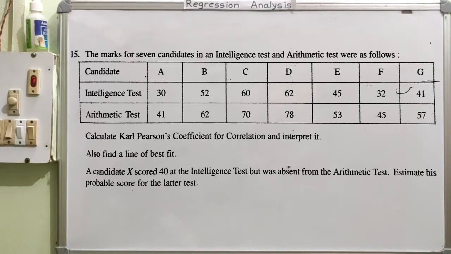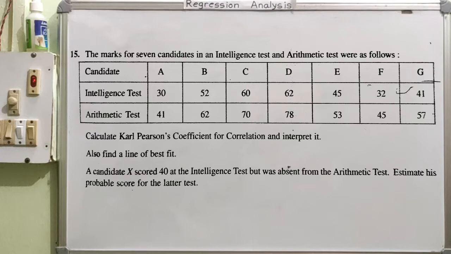In this table, we have 2 columns, 2 variables. One is for the intelligence test and another is for the arithmetic test. Clear? So these are the marks scored by the candidates in the intelligence test and the arithmetic test. This intelligence test we will mark as X and arithmetic test we will mark as Y. Clear? Now after drawing the table, you have to calculate the Karl Pearson correlation coefficient and interpret the result.